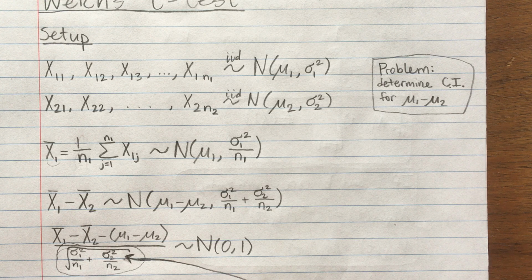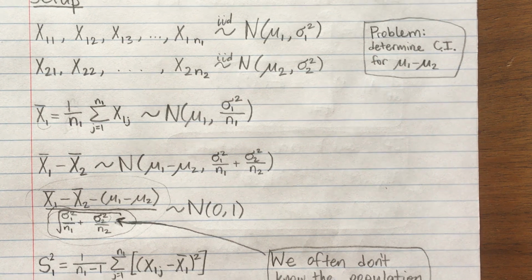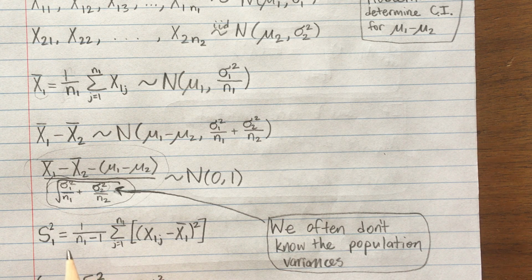Now, this random variable would normally allow us to build confidence intervals and do hypothesis testing, but the only problem is often we don't know the population variances for population 1 and 2, and that really hampers our ability to use this. So we need to come up with estimates of the population variances. So we create an estimate, S1 squared, the sample variance for population 1, and that's shown right here.